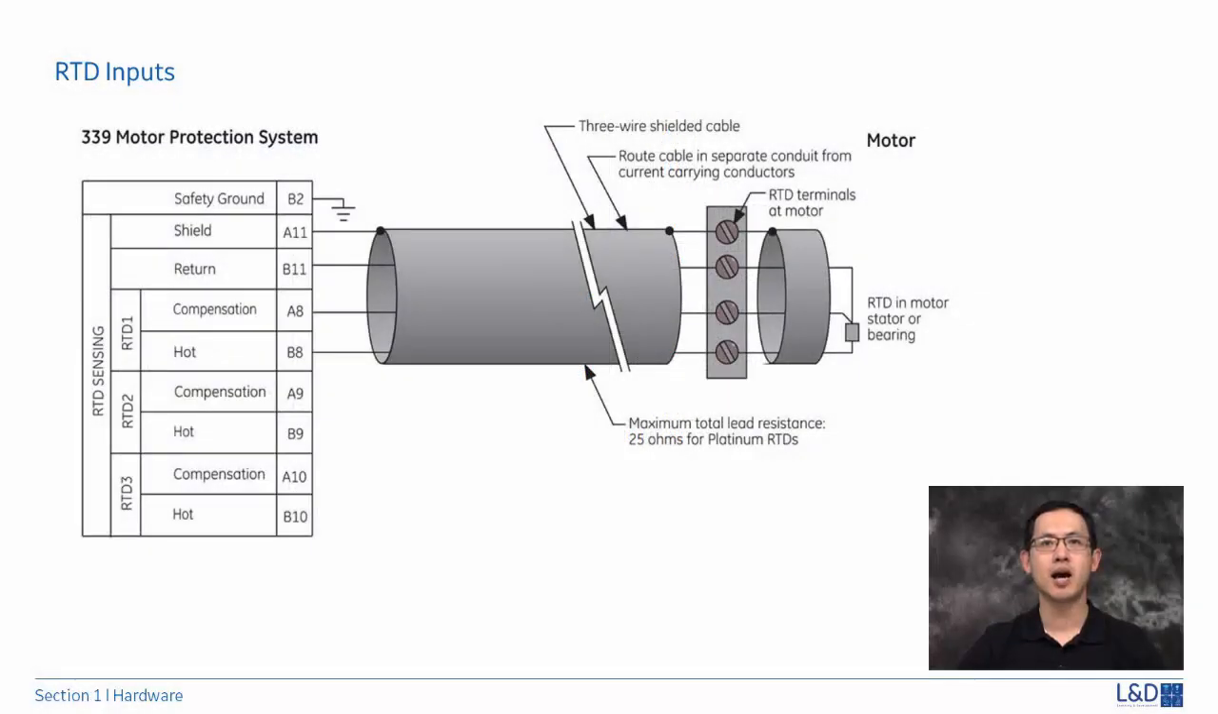The RTD type supported is 100 ohm platinum. Each of these may be configured to have a trip temperature as well as an alarm temperature used for motor, stator, and bearing temperature protection. All 3 RTDs share a common return and shield terminal.